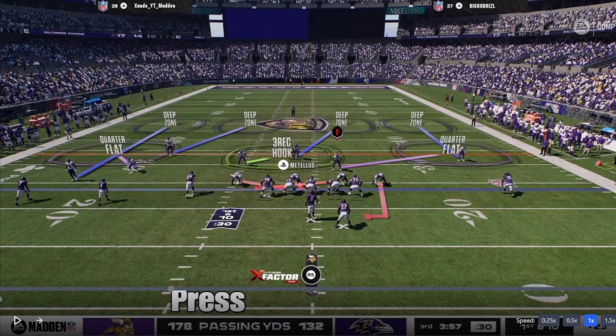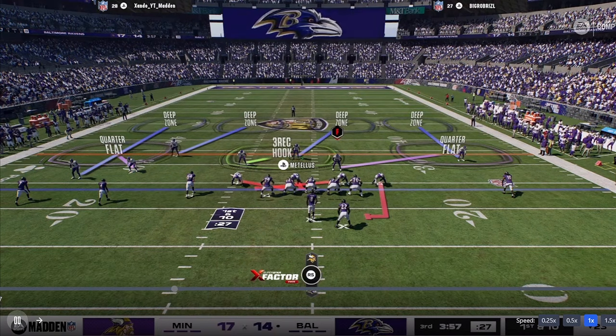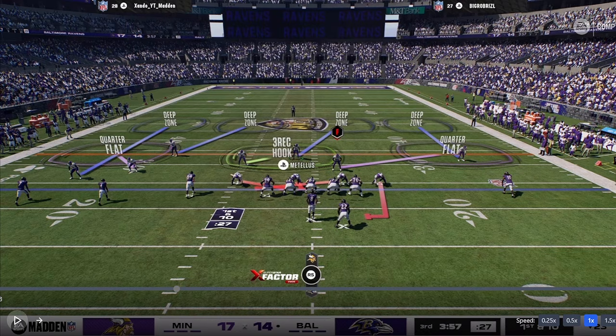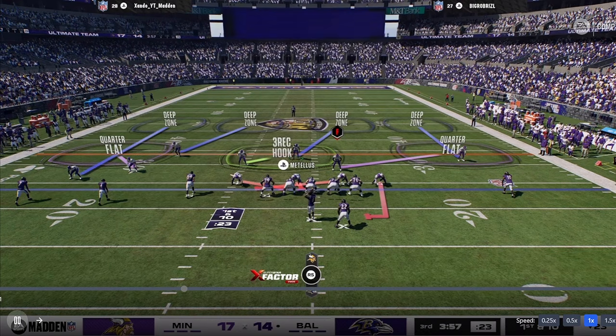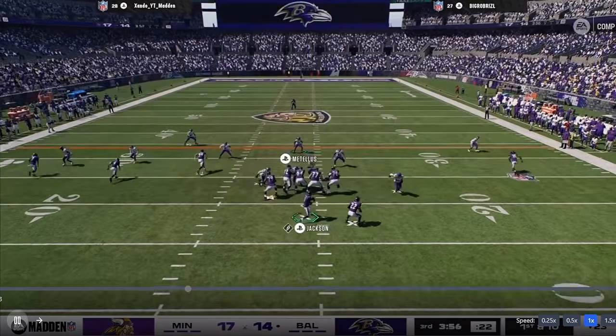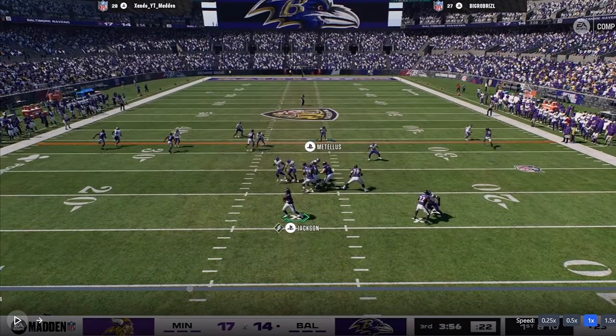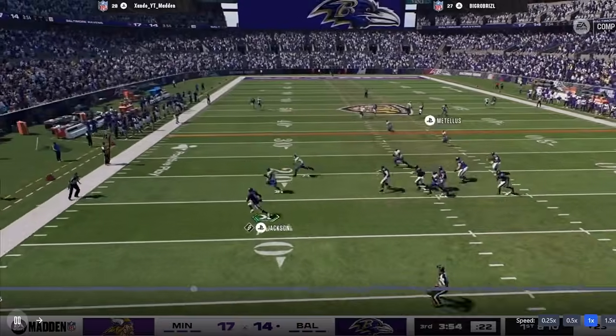All right. Pirate into the field. Again, I'm dealing with a guy who wants to break contain and run out of the pocket. Let's see what happens here. And he tries to break again, right? Tries to break again, and he has nowhere to go.